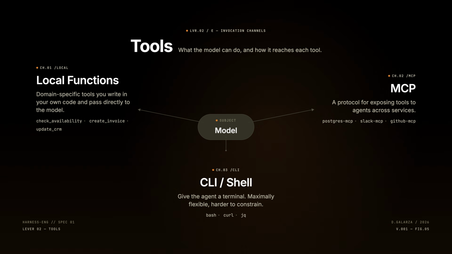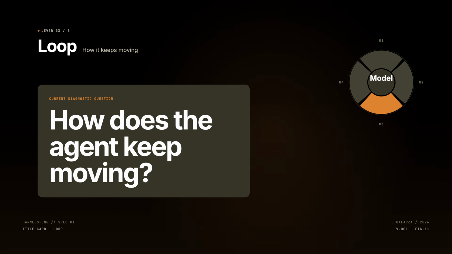But from a harness engineering perspective, they have different trade-offs. Local tools are controlled and domain-specific. MCPs are portable and reusable. CLIs are flexible but harder to govern. So the tools question is not just, does the agent have access? It's, does the agent have the right action surface exposed in a way that the model can understand and use effectively? The third lever is the loop itself.